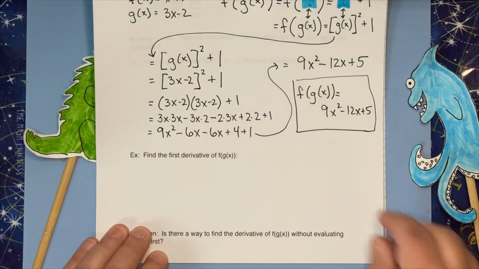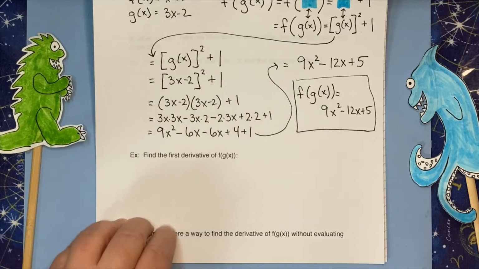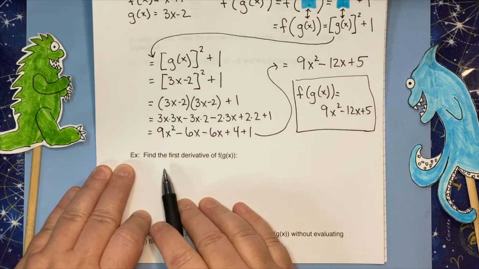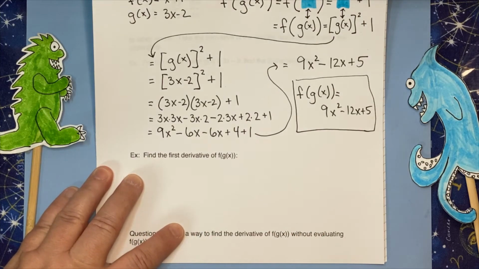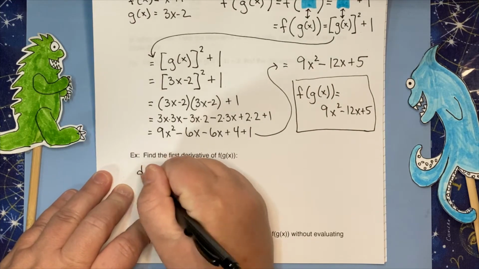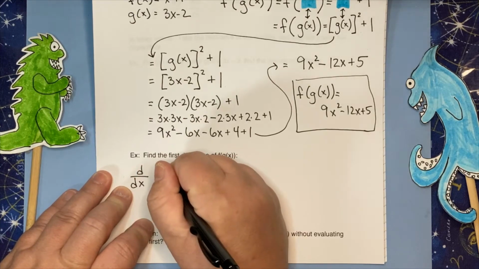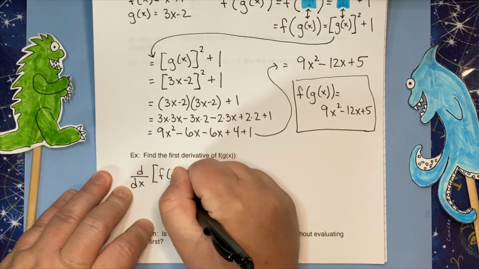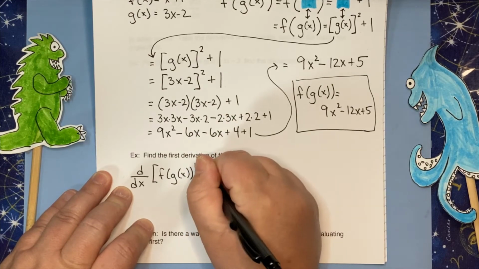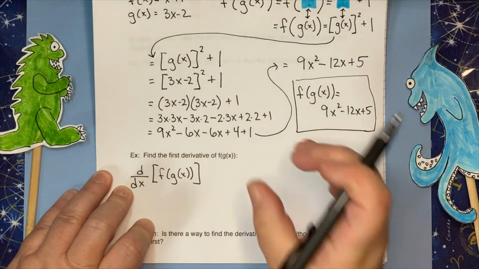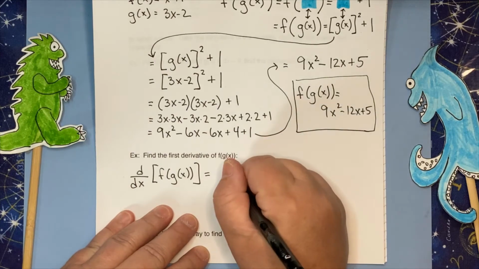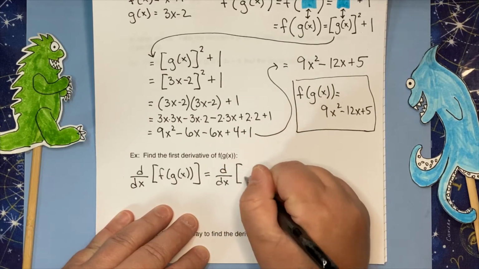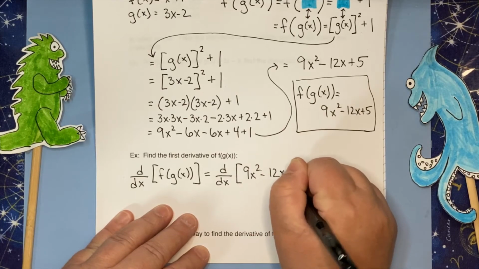So let me squish this up a little bit. Sorry about that, Godzilla. Okay. So find the first derivative of f of g of x. Now, this gets really complicated, so I'm going to use, remember there are multiple notations for derivatives, this one. The derivative with respect to x of the composite function f of g of x, which I could also write as f little o g, the fog, is the derivative of 9x squared minus 12x plus 5.